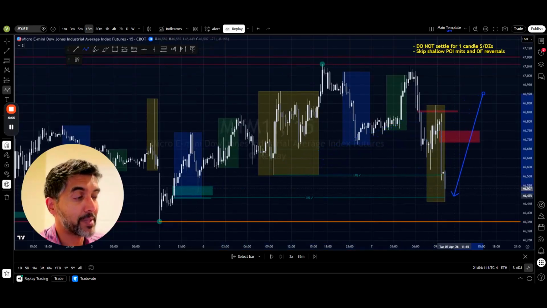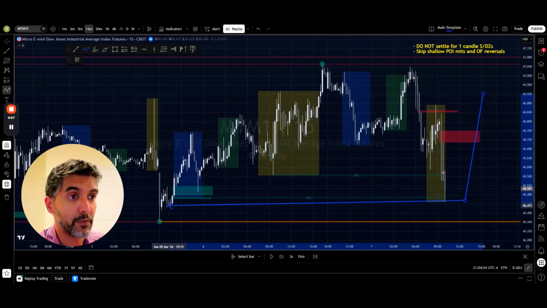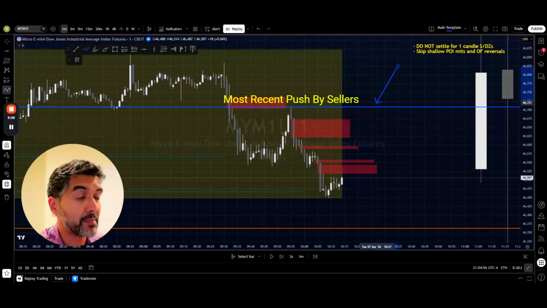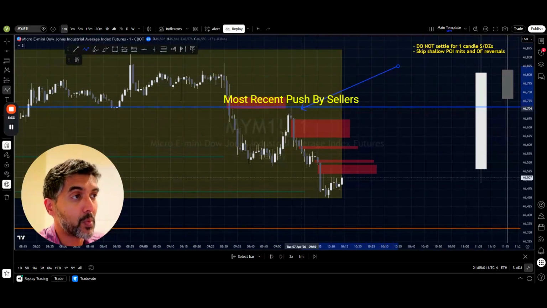At this point, I'd be interested to drop to the 1 minute to see if buyers can finally step in to change the order flow to be bullish in line with the 15-minute order flow. Here on the 1 minute, we can see the liquidation of those key points a little bit clearly. For me, I would be targeting this key level, denoted by the blue line, as the last area where sellers stepped in to aggressively move price down.